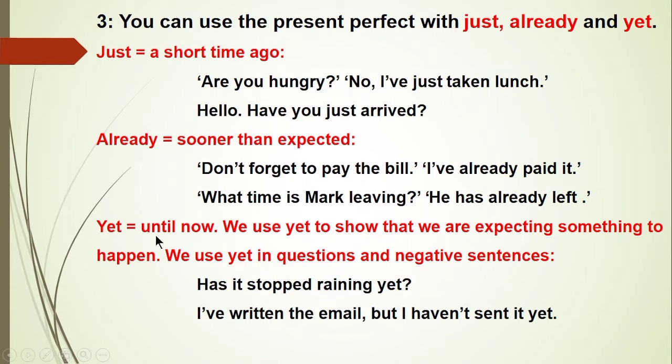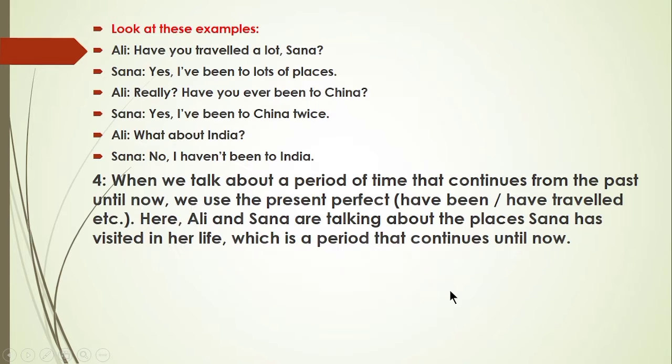Yet means until now. We use yet to show that we are expecting something to happen. We use yet in questions and negative sentences. Remember that yet is normally used in question and negative sentences. For example, has it stopped raining yet? I have written the email, but I haven't sent it yet. I haven't written my homework yet.